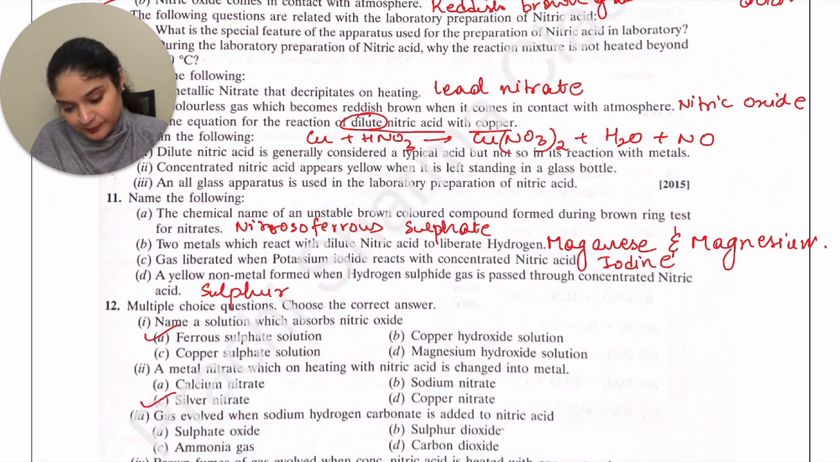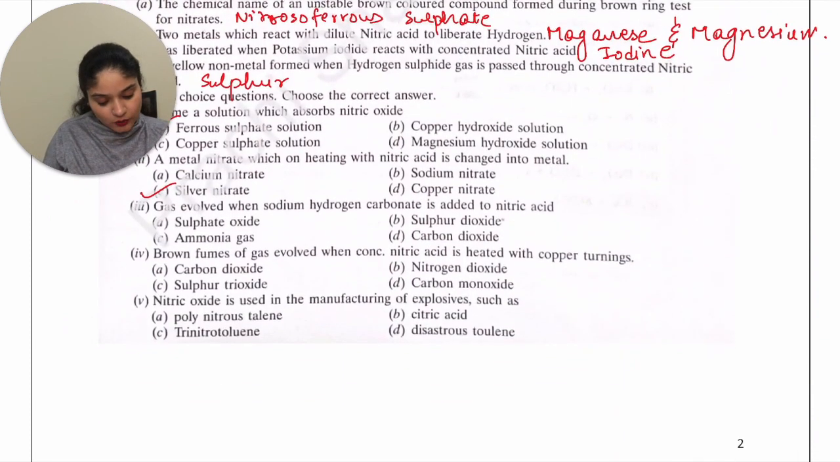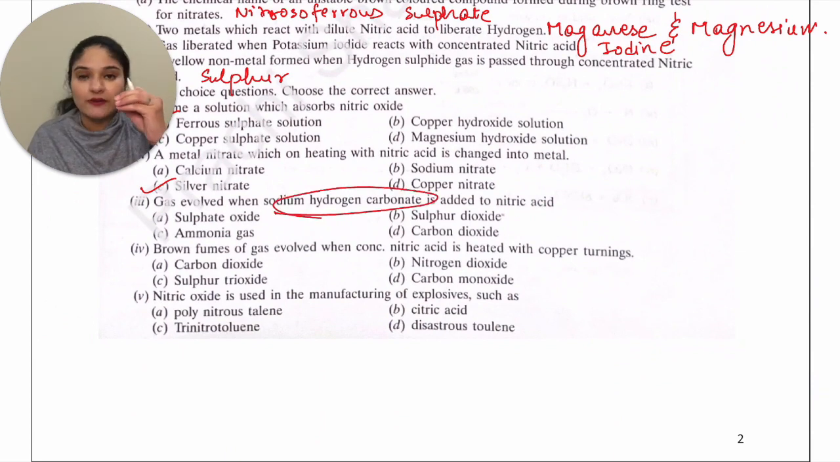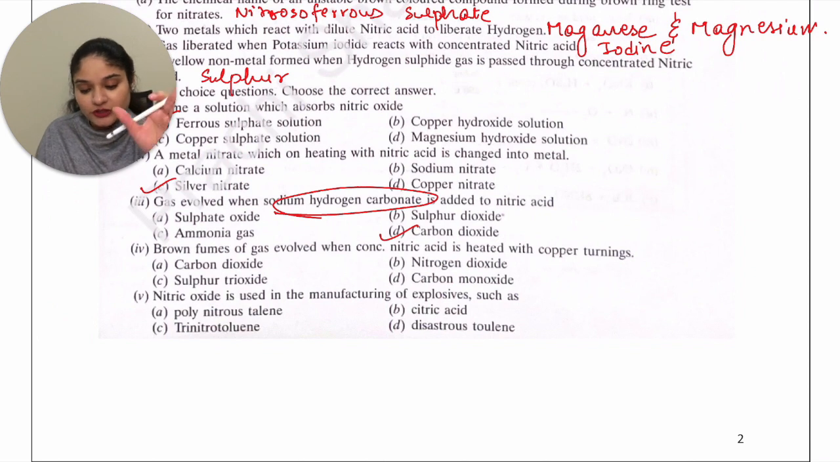Now, moving on. Gas evolved when sodium hydrogen carbonate is added to nitric acid. Of course, when you have sodium hydrogen carbonate, you have a carbonate. That means you have a high tendency of carbon dioxide coming out unless there is an exception given to you. So the answer would be carbon dioxide. Now, the fourth part is brown fumes of gas evolved when concentrated nitric acid is heated with copper turnings. Whenever you have reddish brown fumes given to you, the answer is always nitrogen dioxide.